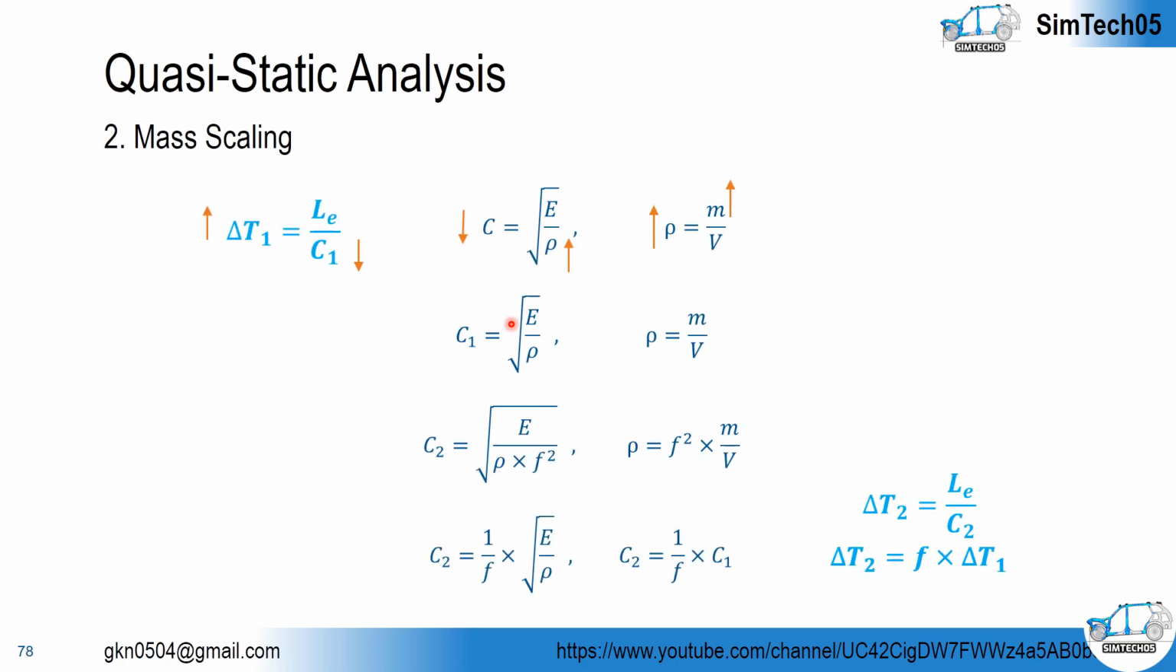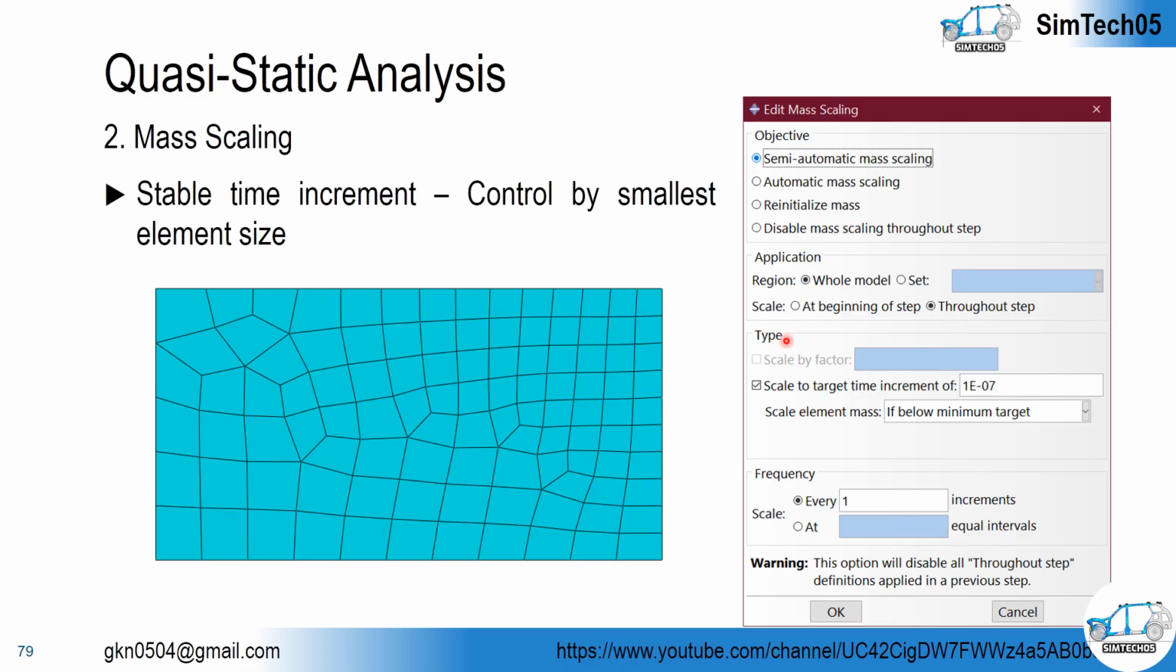So basically we have a formulation: if we have a stable time increment delta t = Le / C1 and increase the mass by a factor of f squared, then our stable time will be increased by a factor of f. That I also explained in previous videos, so I skipped it quickly. Basically the stable time increment is controlled by the smallest element size, and to increase the stable time of the complete simulation we have a few mass scaling options.